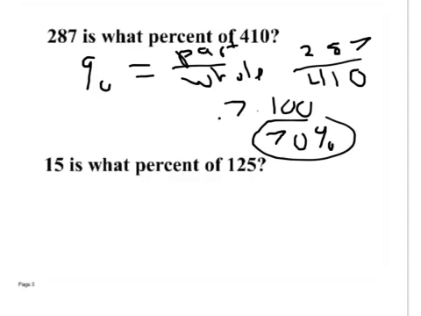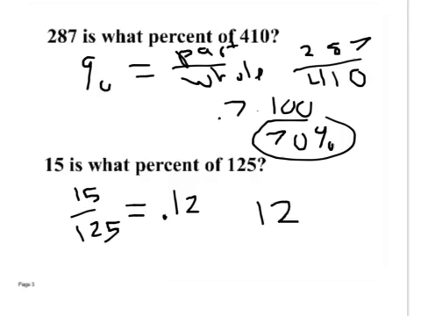15 is what percent of 125? So I take 15 over 125. 15 is my part. 125 is my whole. 15 divided by 125 is 0.12. I need to change that to a percentage, so I times it by 100. Just means I move the decimal 2 places to the right. 12%.